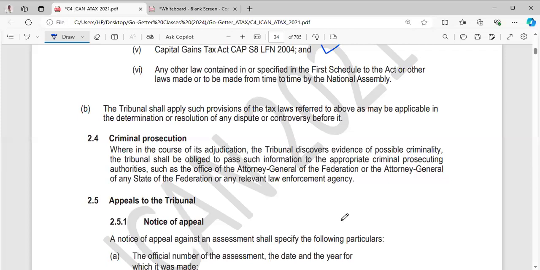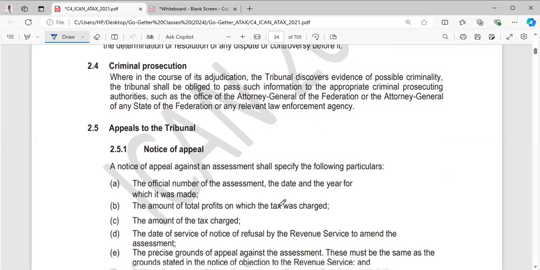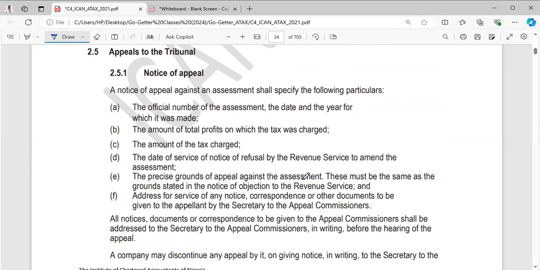The tax appeal tribunal will determine the outcome. And they are adjudicating over about 8 laws. When they find anything criminal, they pass it over to the relevant authorities. Now, appeals to the tribunal. All right, let's look more at the appeal to the tribunal, though we've talked about the appeal to the tribunals before. Notice of appeal.